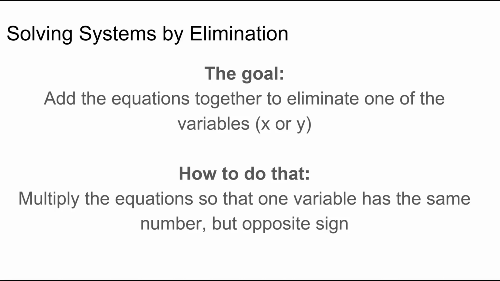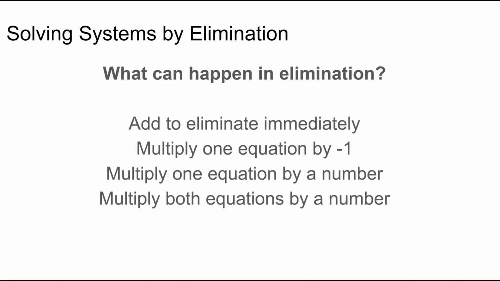The goal for elimination is to add the equations together to eliminate one of the variables. How do we do that? We're going to multiply the equations so that one variable has the same number, or same coefficient, but the opposite sign. Remember, to eliminate something, we need one to be positive and the other to be negative. So what can happen? Sometimes you can just add to eliminate right away. Sometimes you need to multiply one equation by -1. Sometimes you need to multiply one equation by a number, and sometimes you have to multiply both equations. We're going to do a few examples of each kind.